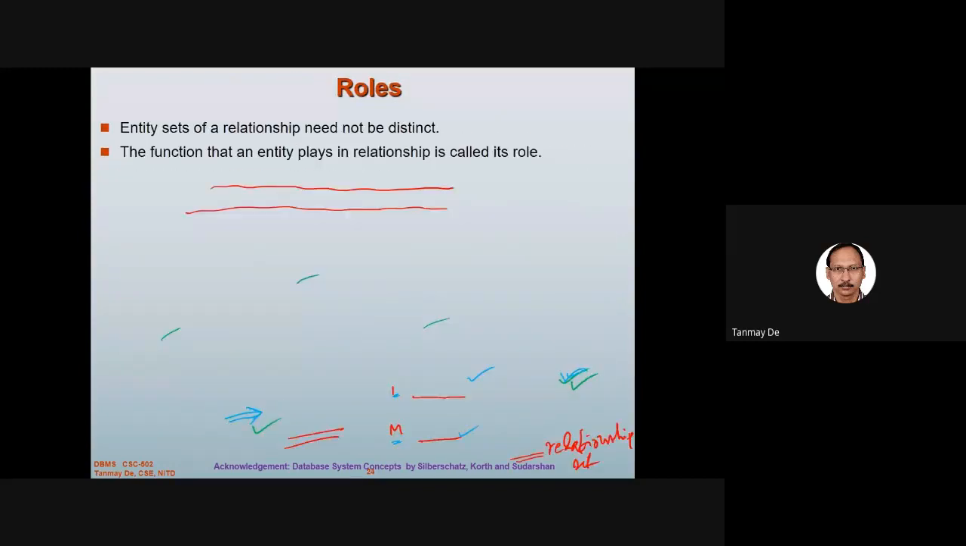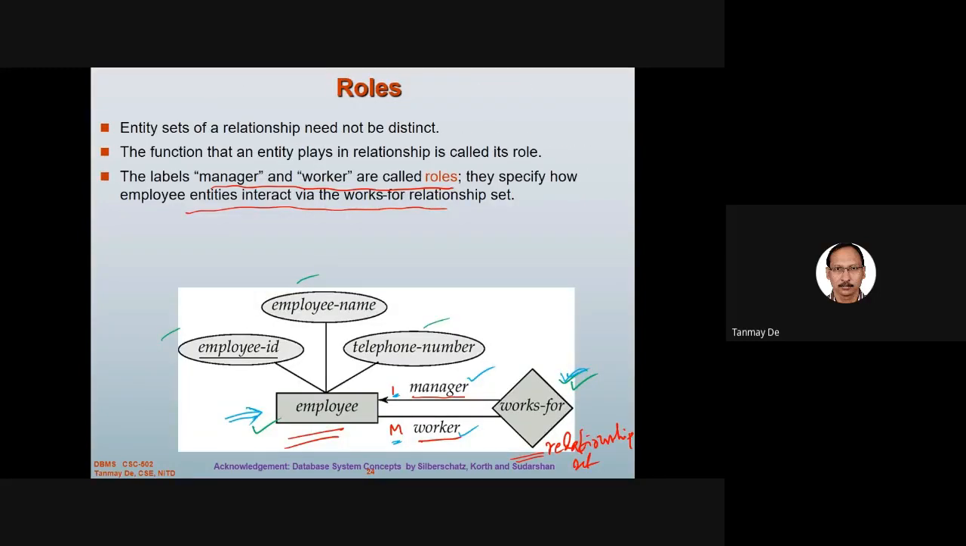But here the works-for relationship is associated with different entities in the same entity set, employee. Okay, this is some kind of special thing. Is it okay?